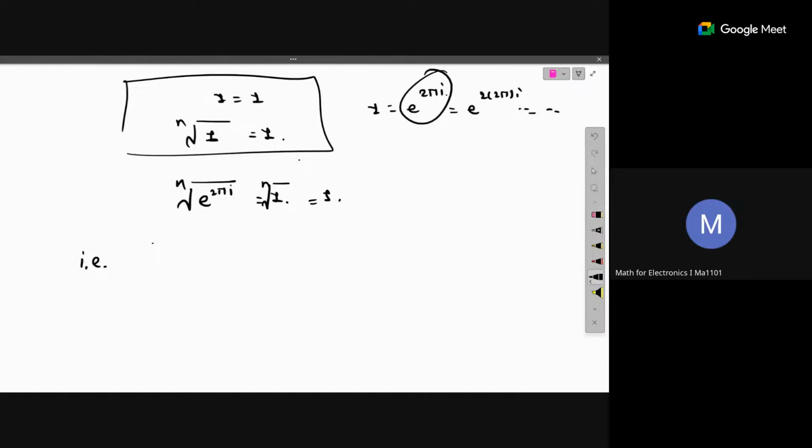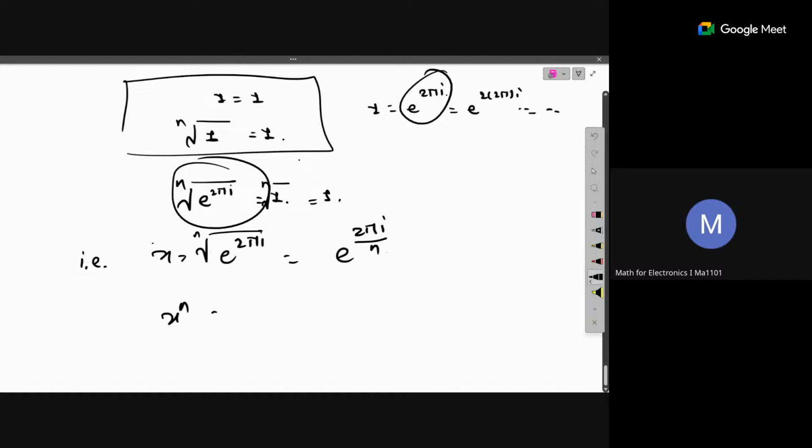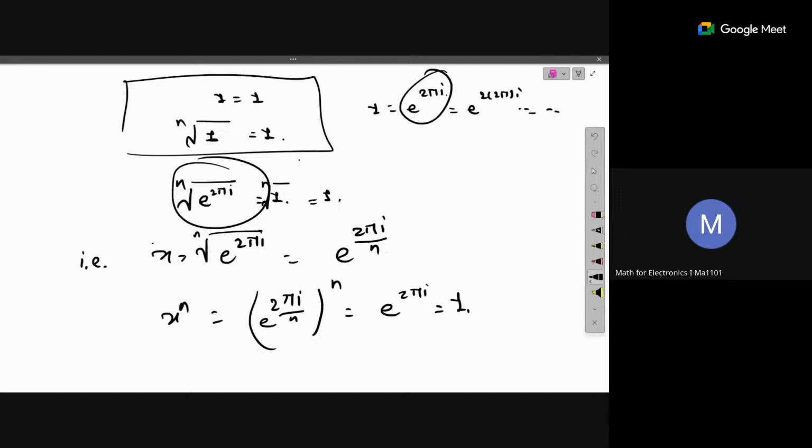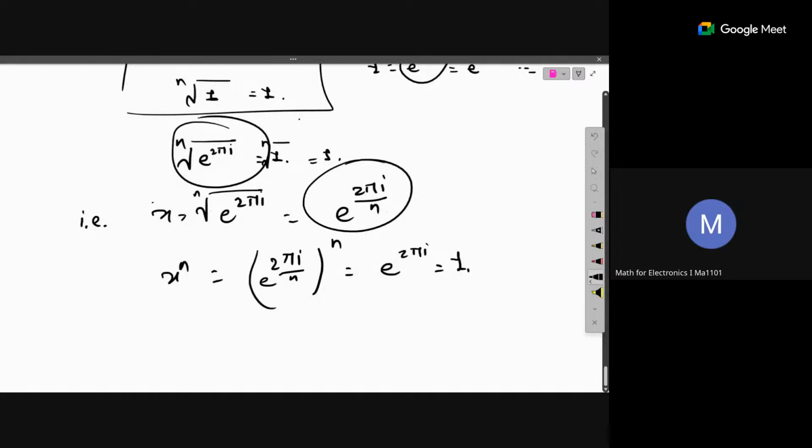So if you consider the value x to be equal to this particular quantity, the nth root of e to the power 2 pi i, which is the same as e to the power 2 pi i by n, and if you take x to the power n, then x to the power n is e to the power 2 pi i by n, to the power n, which is equal to e to the power 2 pi i, and that is equal to 1. So this is one x for us, one number for us. And similarly, we can take another one. So this will be your x1.